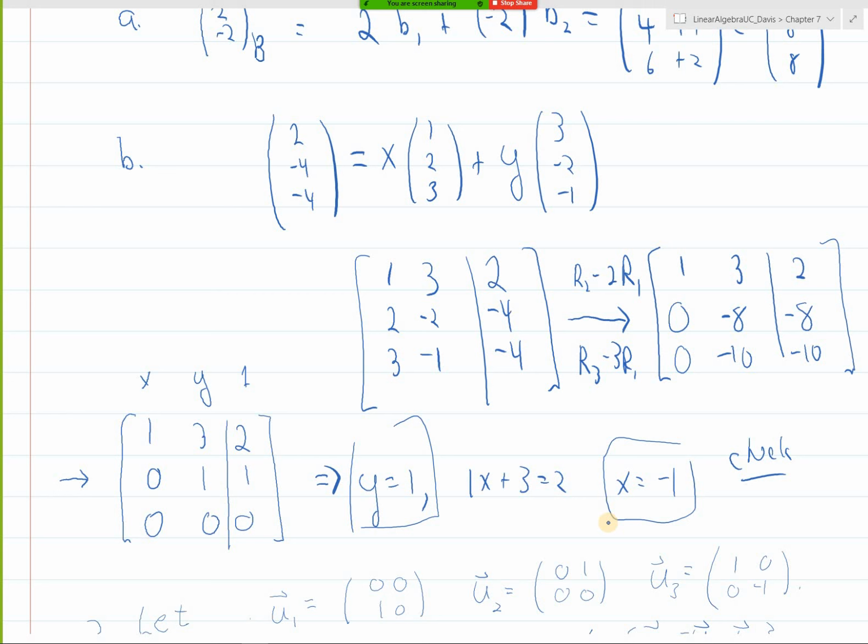So you don't have to reduce all the way, and you can see the procedure. You get the last variable, and once you know the value of the last variable, then you plug that into the equation above it, and then you just keep unzipping. If you had more equations, you would just keep unzipping all the way up. Okay. So that's a very good technique.